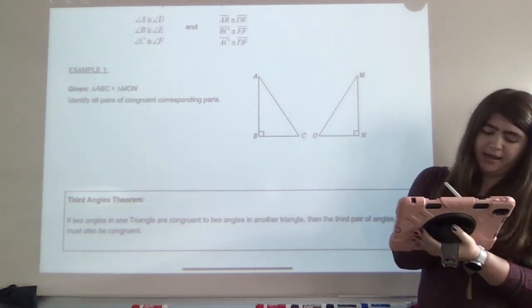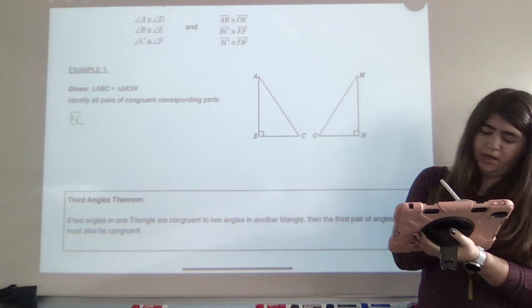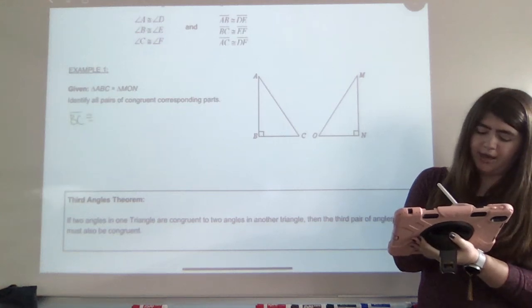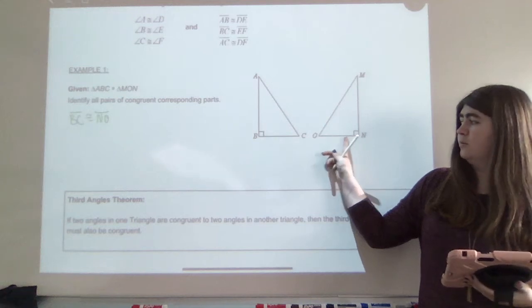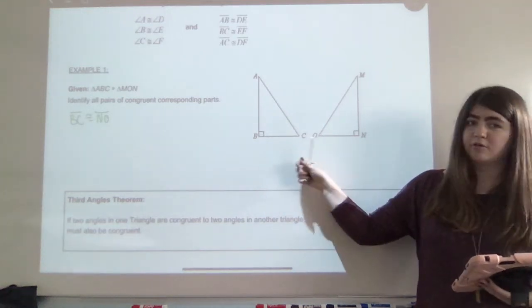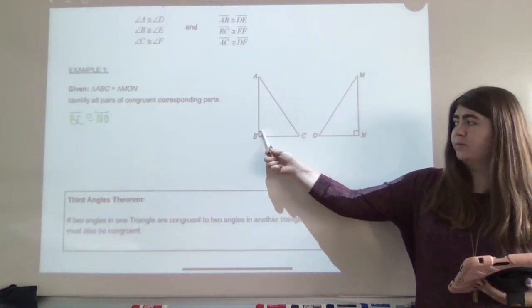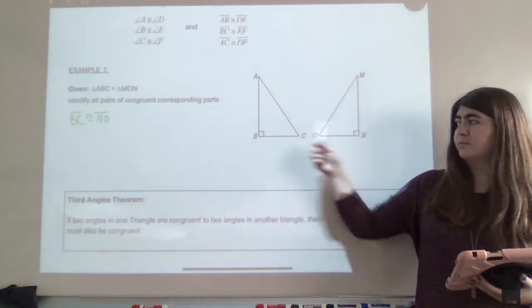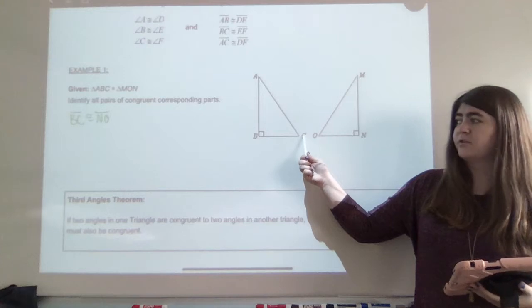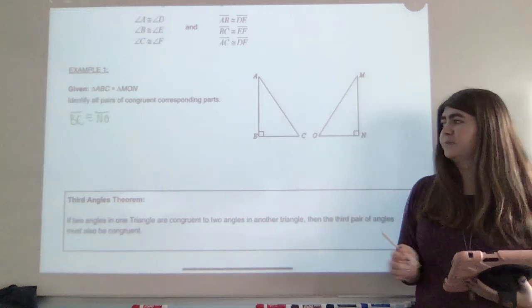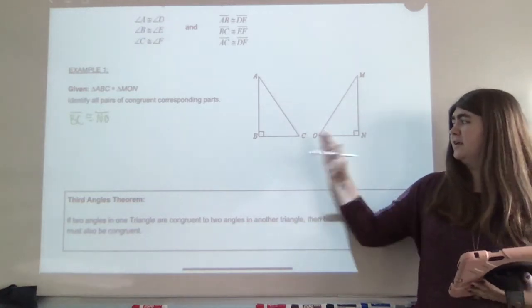So I have side BC is congruent to side NO, starting at the right angle and moving out. So make sure that you're starting from one angle on both times. They should be corresponding, and the angle you're heading towards should come second both times. Alright, so I have BC and NO.